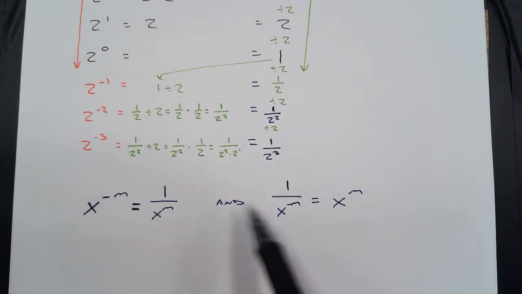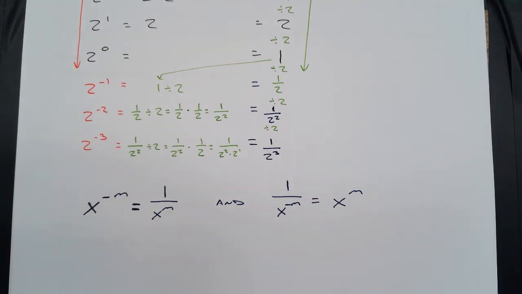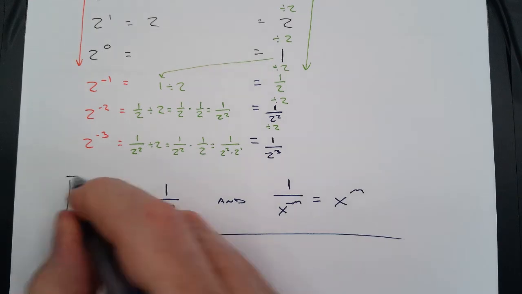So a negative exponent means it has to switch to the other part of the fraction. So if the negative is here, it turns positive in the denominator. If the negative is in the denominator, it's positive in the numerator. This is the rule for today.